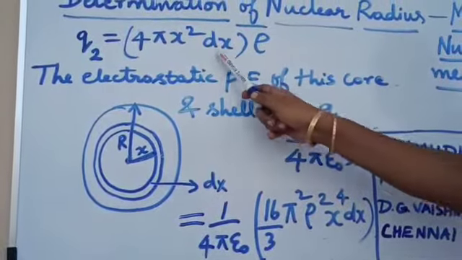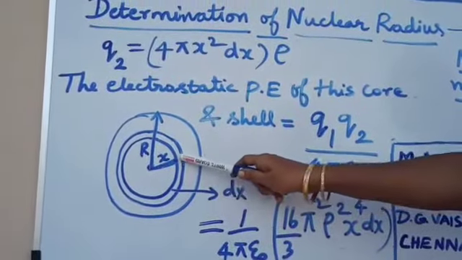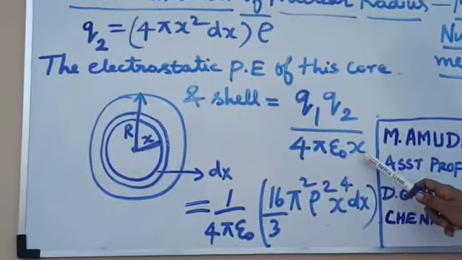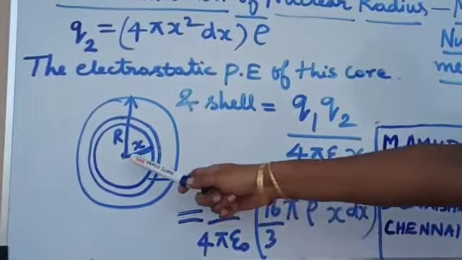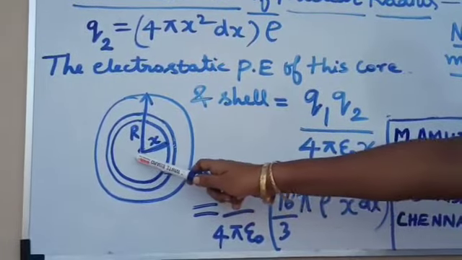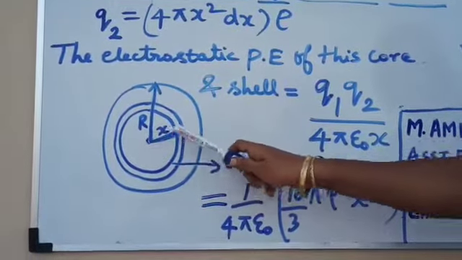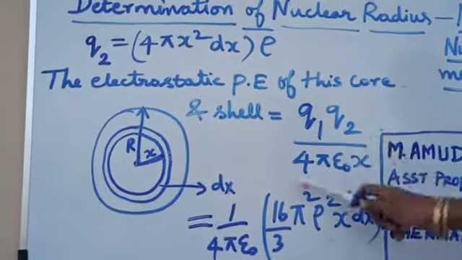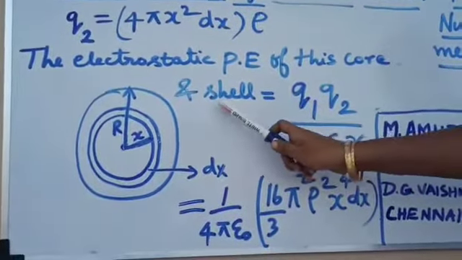After knowing this q2 value, the electrostatic potential energy of the spherical core and the thin spherical shell can be written as q1 q2 divided by 4π ε0 x. x is the distance between the two charges q1 and q2, which is clearly given in this diagram. This is the center of the core and this is the thin spherical shell. q1 acts at this point and q2 acts at this point, so the distance between these two charges is taken as x. That's why we have substituted x here. This formula gives the electrostatic potential energy of the spherical core and the thin spherical shell.